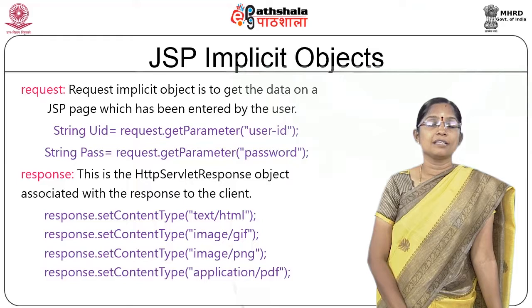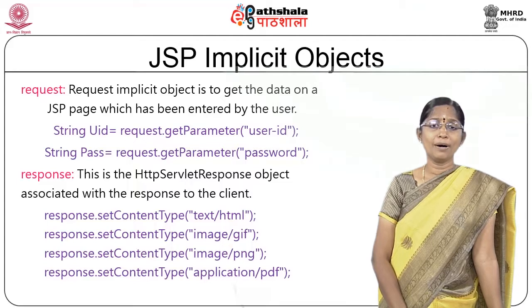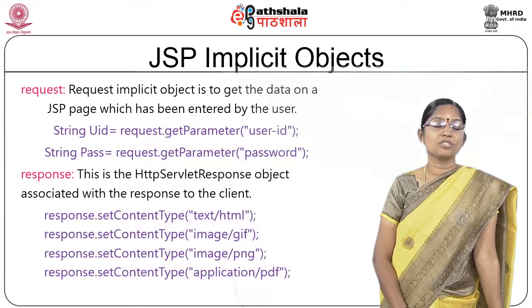Similarly, String password is an input which has been given by the user. The request implicit object parses the value using the getParameter method. So, String UID is equal to request.getParameter of userID, which parses the value which has been given by the user, and the password also which has been given by the user.